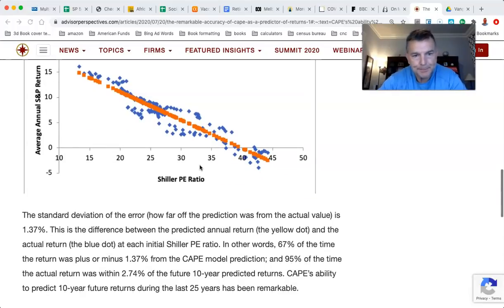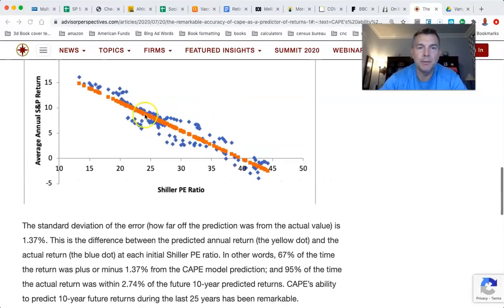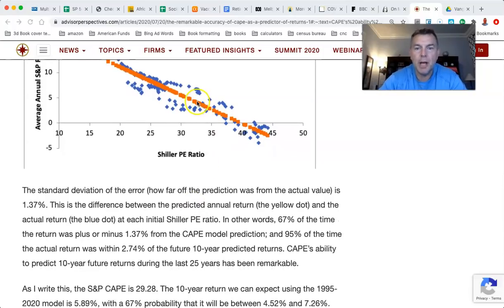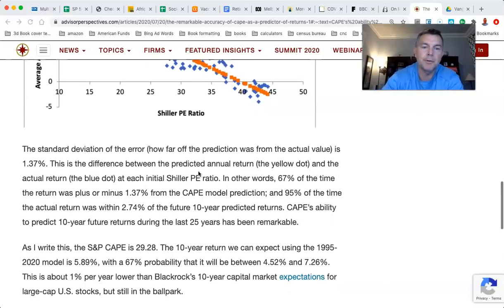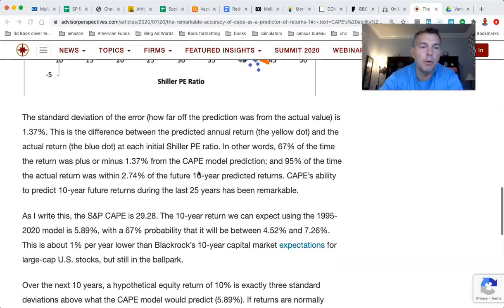The standard deviation of the error, how far off the prediction went from the actual value, is 1.37. Here's the prediction, here's the actual value. This is the difference between the predicted annual return, the yellow dot, and the actual return, the blue dot. Or excuse me, the actual return is the blue dot, and this is the predicted. So it's off a little bit, but not much, 1.37. In other words, 67% of the time, the return was within 1.37% of the CAPE model prediction. And 95% of the time it is within 2.74 of the future 10-year predicted returns. CAPE's ability to predict 10-year future returns during the last 25 years has been remarkable.